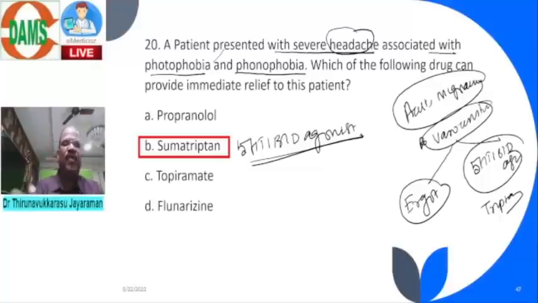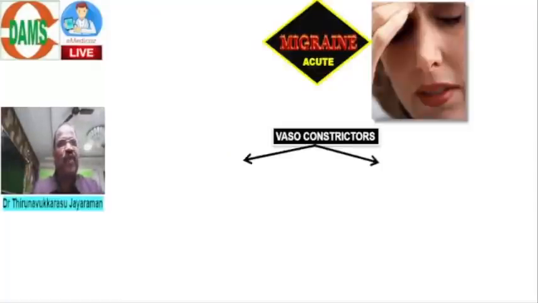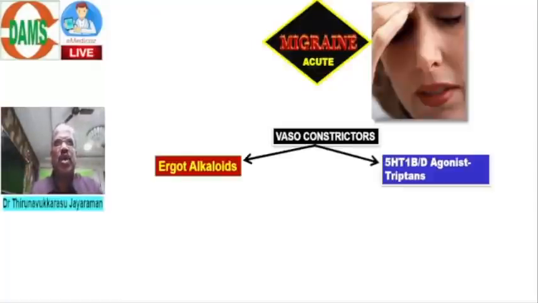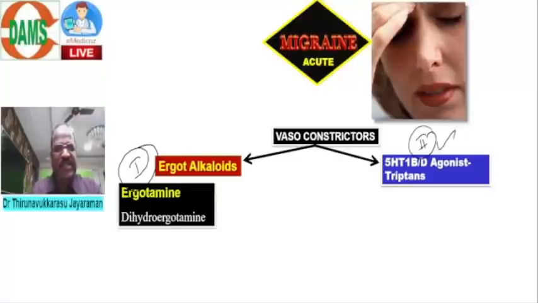So for this question dealing with acute migraine, the best is going for a vasoconstrictor. There are two classes of vasoconstrictor: one group is called ergots, and one more group is called 5-HT1B agonists, the triptans. Examples of ergots are ergotamine and dihydroergotamine.